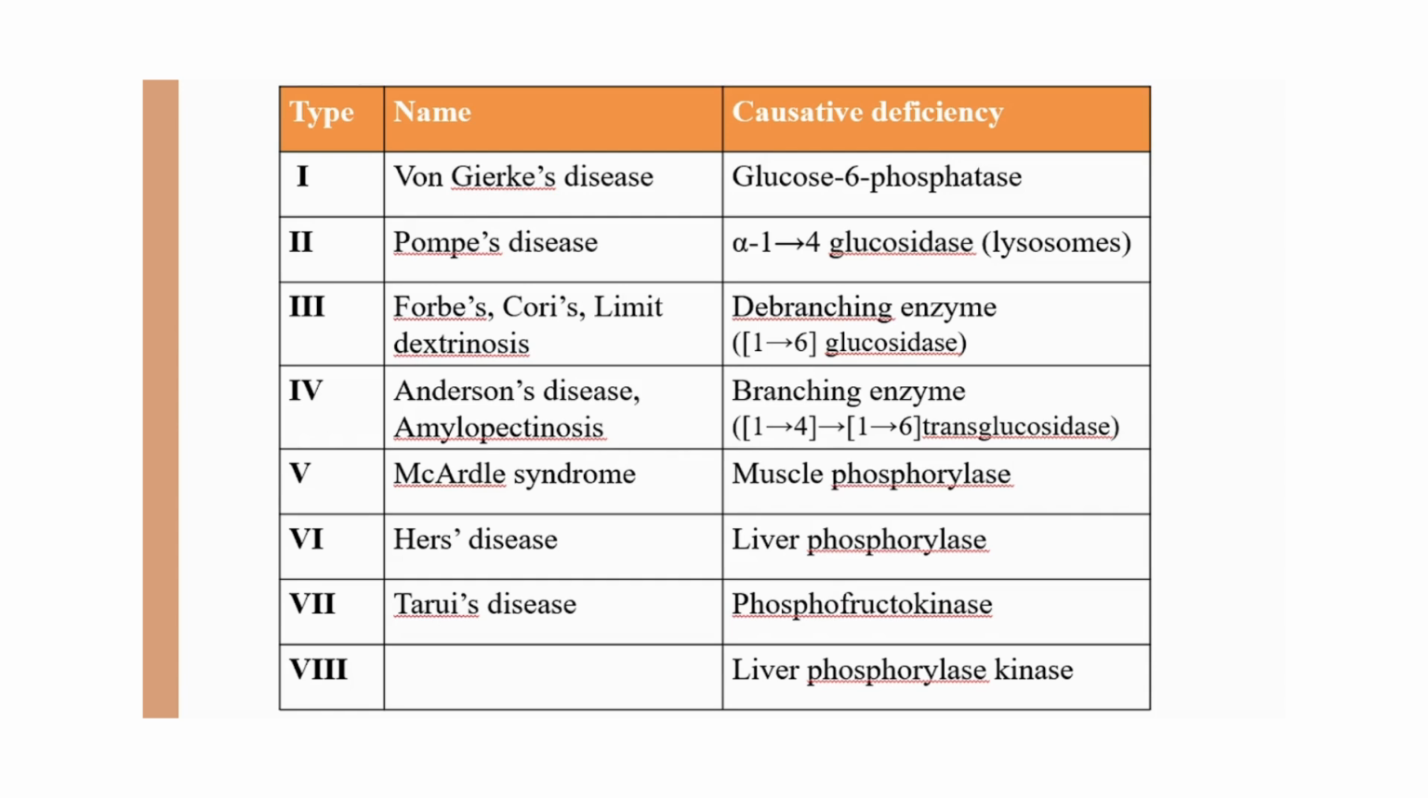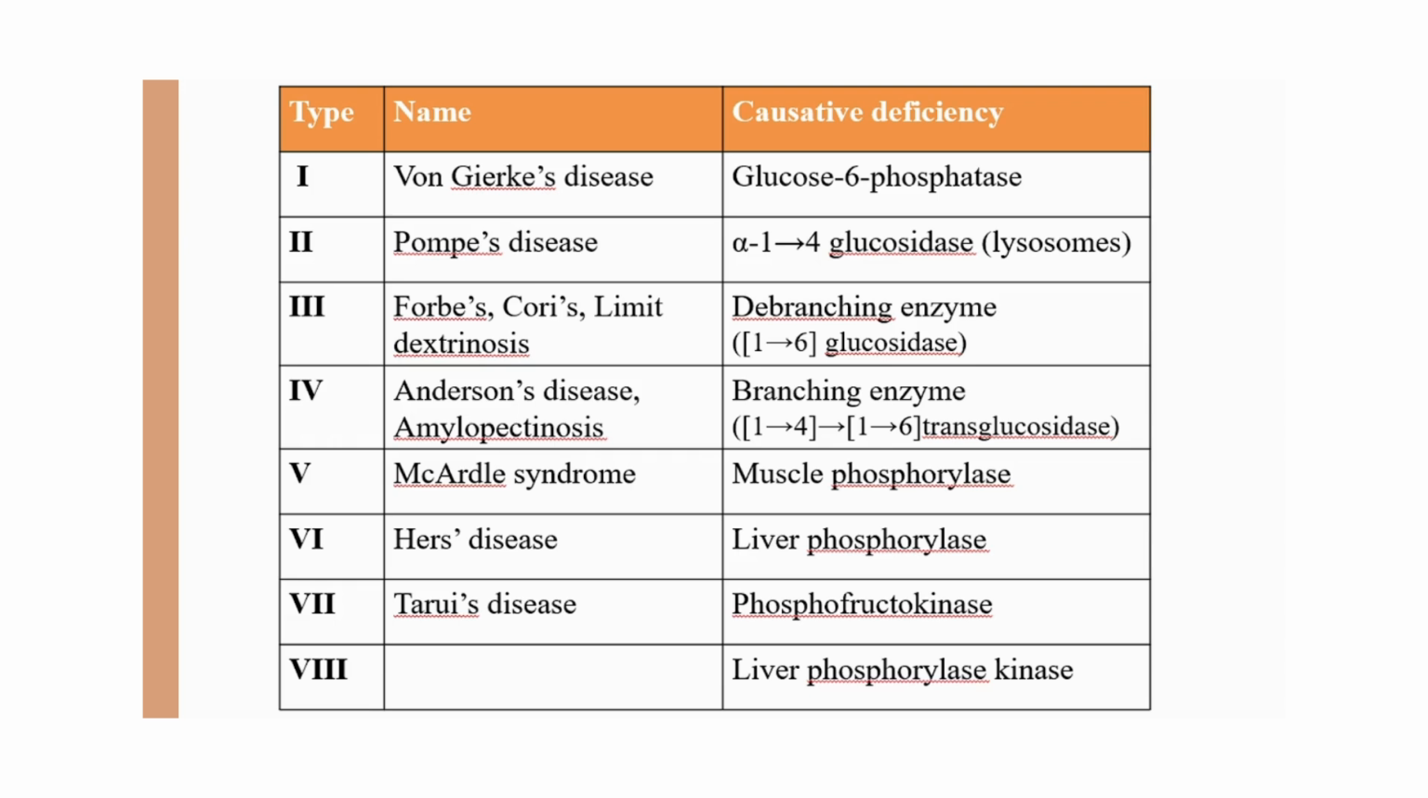Type 5, McArdle syndrome, is due to deficient muscle phosphorylase, while deficient liver phosphorylase will lead to type 6, which is called Hers disease. The seventh type, Tarui disease, is due to deficiency of phosphofructokinase, and the eighth type is due to the deficiency of liver phosphorylase kinase.